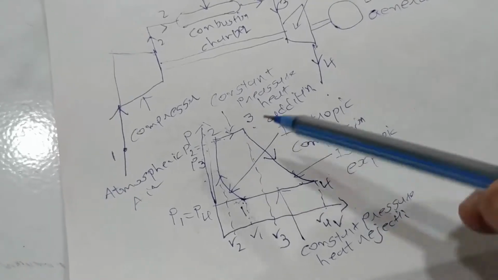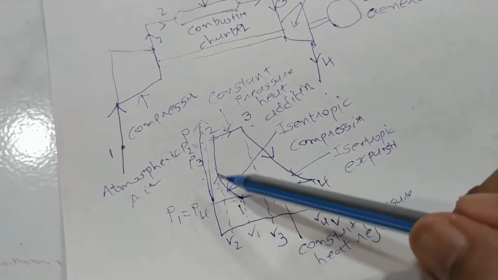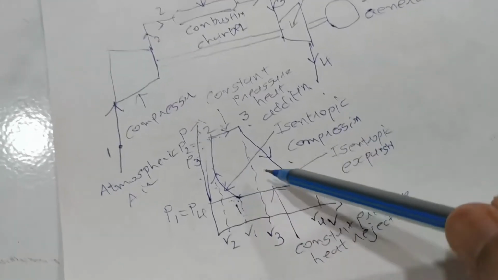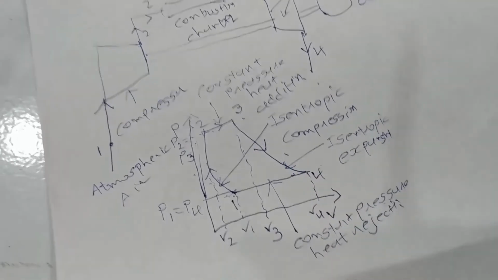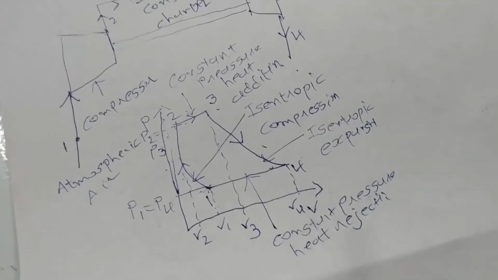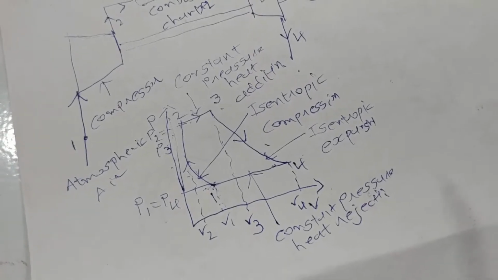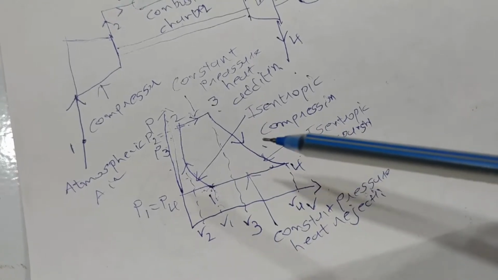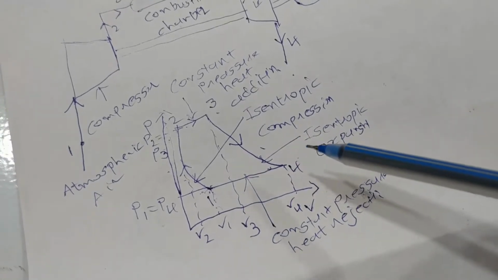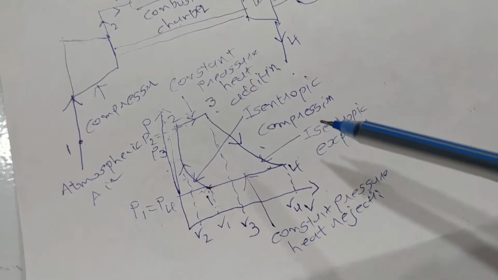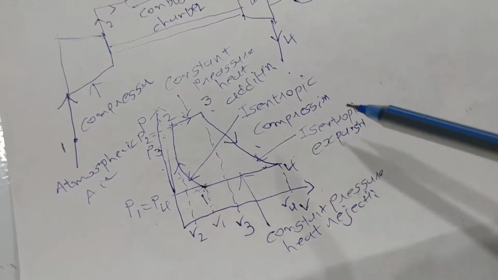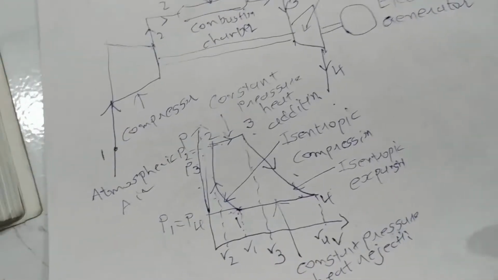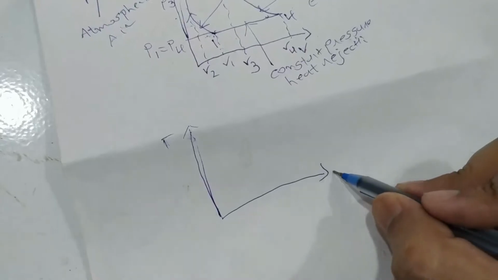So you might be wondering, these two processes, compression and expansion, are isentropic. Both of these processes are isentropic. And you might be wondering what isentropic actually is. Isentropic means constant entropy, a process in which entropy does not change. So that process can be called isentropic. I think you understand what isentropic is. Now I will tell you about the temperature entropy diagram. This is temperature and this is entropy.